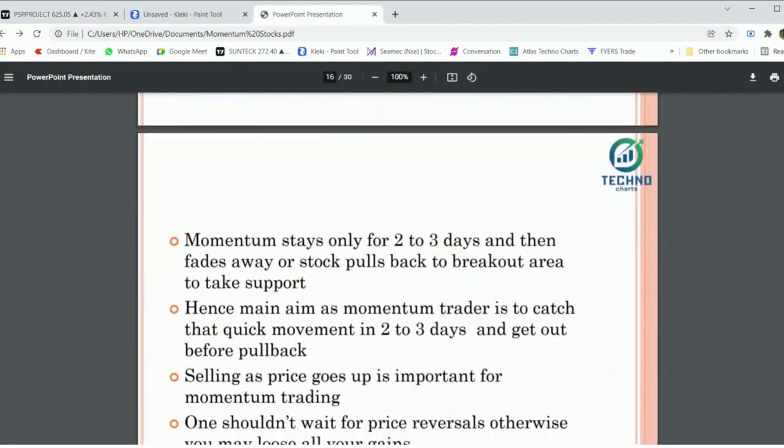Now momentum, generally what is momentum trading? Where the momentum lies only for 2 to 3 days, right? So momentum stays only for 2 to 3 days and then it fades away, or the stock pullbacks to the breakout area to take support.